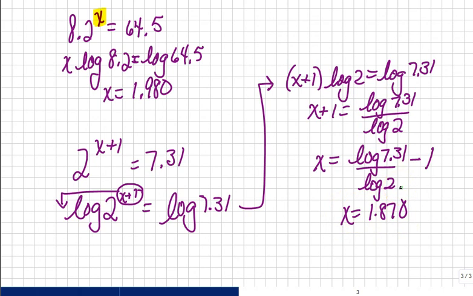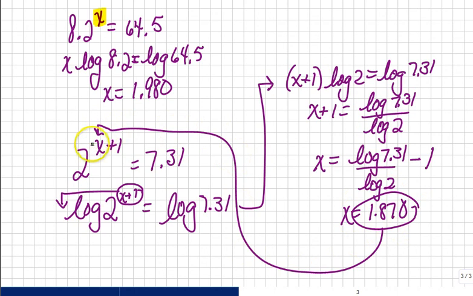I'm going to take a look at the original problem, see if that makes sense. Well, 1.870 plus 1 would be 2.870. And 2 to a power of 2.87, not quite 3. Well, 2 to the third is 8. Yeah, so that's very sensible. I'll put a little check mark there. I'm happy with that answer.